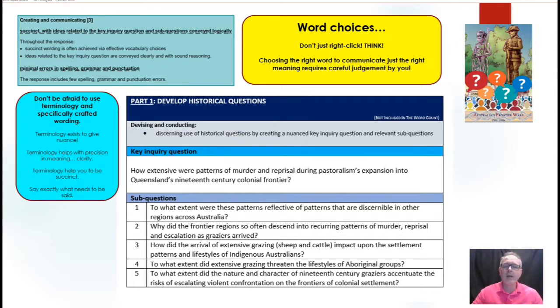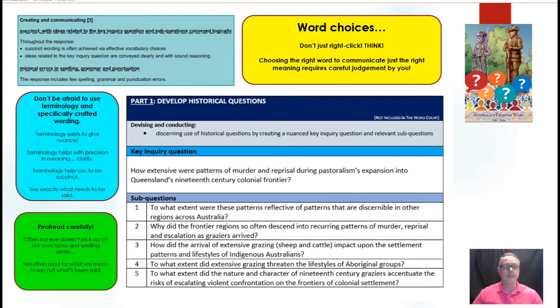Clarity is a key part of the ISMG. So when you use terminology, it will add to the clarity, how clear your ideas are. Also, terminology allows you to trim down the number of words. Use a specific term for a specific concept. Target in, hone in on that idea. Say exactly what you need to say. Think about what it is before you say it. Get it out there. And proofread carefully.